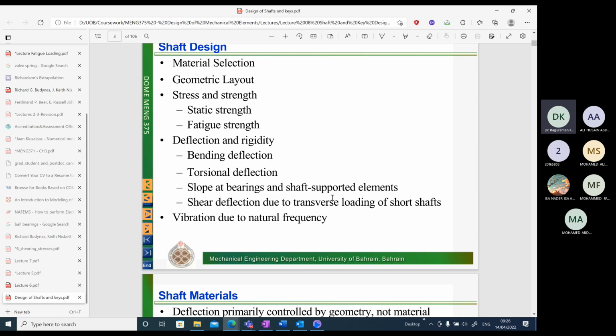Okay, so we went through this already. So again, we'll start with material selection, geometrical layout. We will differentiate between stress and strength properties. Also, I forgot to mention, we also need to consider deflection and rigidity. We cannot allow, in the case of the shaft, too much deflection. So our selection of the material should ensure that the shaft has sufficient stiffness. So this is very important. Stiffness not only due to the bending moment loads, but also torsional deflection should be considered. All these will be considered.